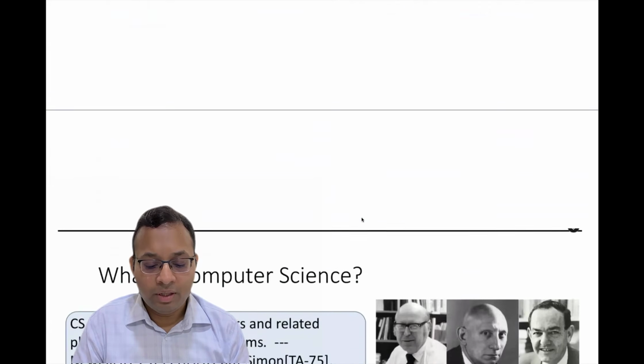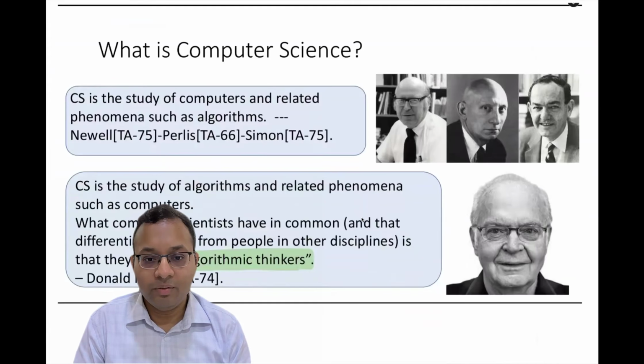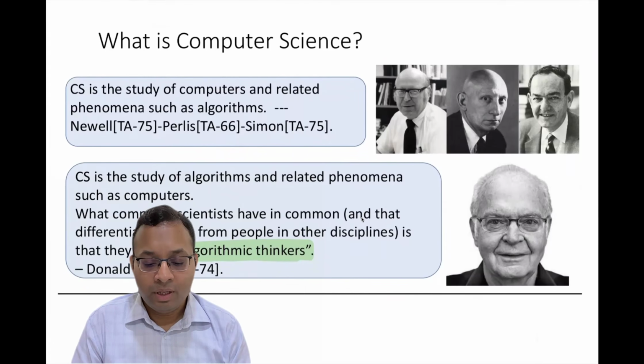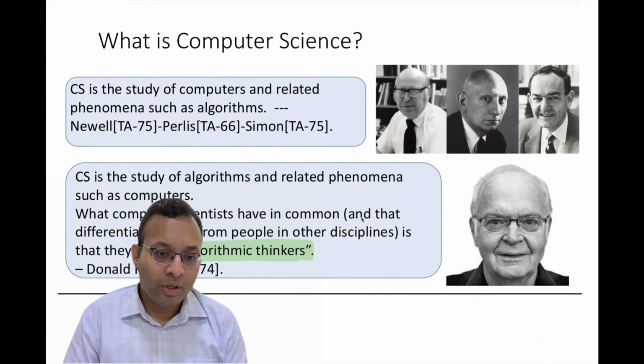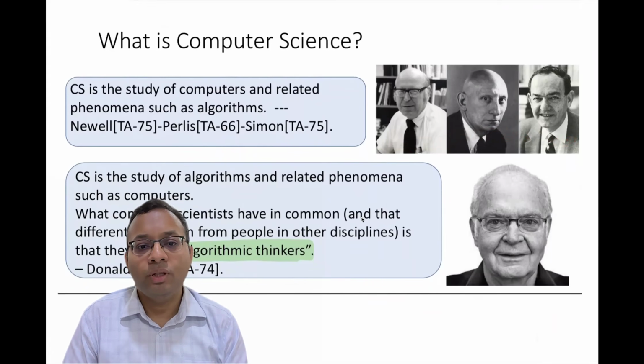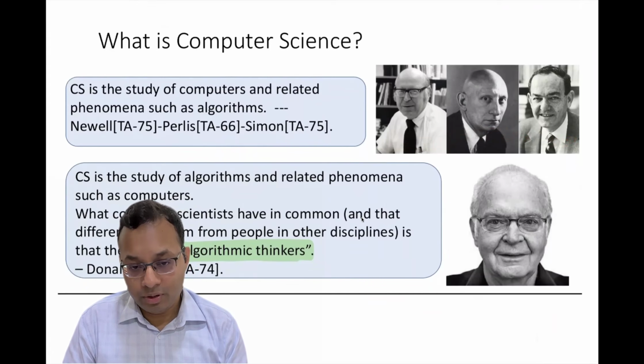So this was about the history of algorithms, but what about in the context of modern day computer science? There are several schools of thought. First, I'll present the school of thought whose proponents are Newell, Perlis, and Simon. All three are Turing Award winners, from 75, 66, and 75. Their notion is that computer science is the study of computers. The computer is the central object, and related phenomena like algorithms.